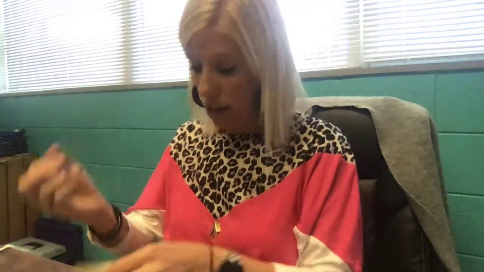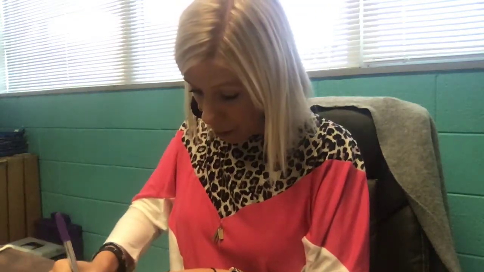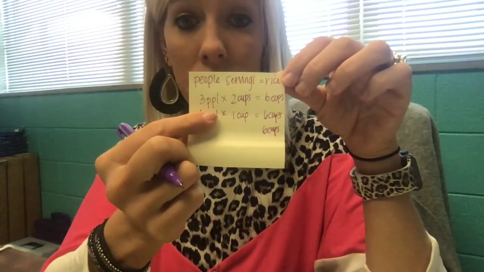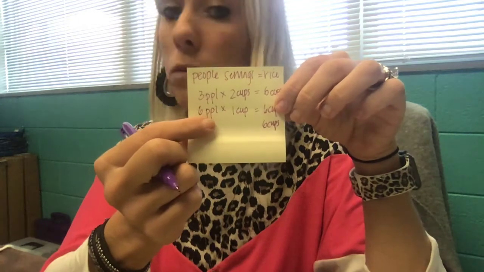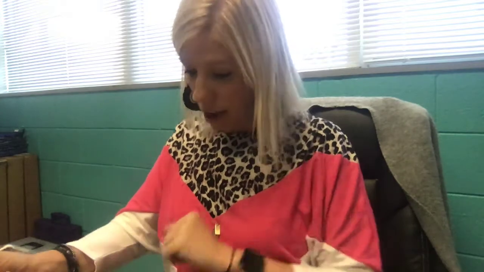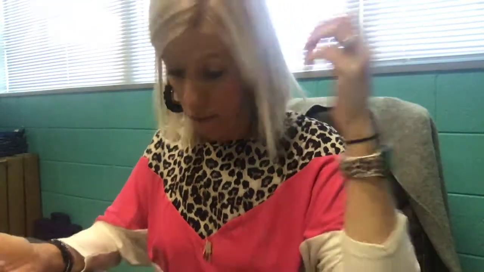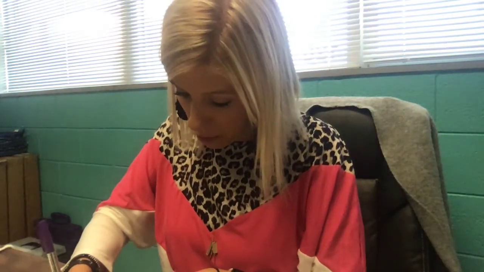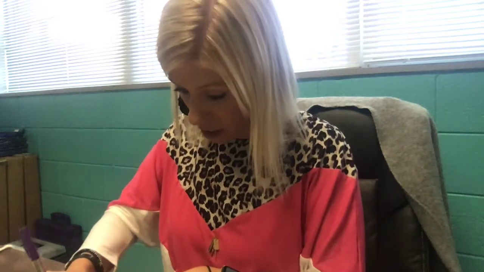And you've probably noticed here, we've been multiplying to get our answer. 3 people times 2 cups is 6 cups total rice. 6 people times 1 cup is 6 cups total rice. So let's say I want to invite 12 people. 12 people, twice as many as what I've got. I need to think, how much rice can I give them? I only have 6 cups.